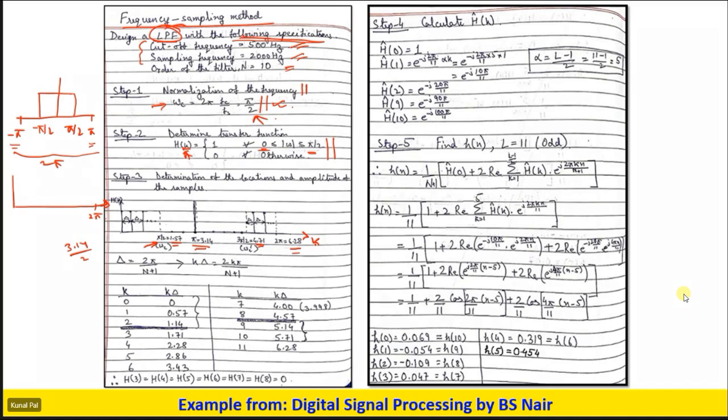If you see the order of the filter, it is given as 10. Now, from this order, what is the length? We can say the length is N plus 1, which is equal to 11. So L is equal to 11. The length of the filter should be 11.